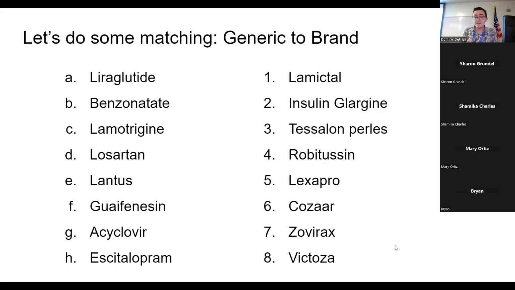So B, benzonatate, is otherwise known as Tessalon pearls. You guys heard of those before? Seen them? If you've ever seen vitamin D2, they look very similar to that. They're like little yellow gel spheres, like little tiny pearls. That's basically what they look like. And do you know what they're used for? Benzonatate? Cough suppression. Yeah. Do they work? Not that well, but again, placebo effect is useful.